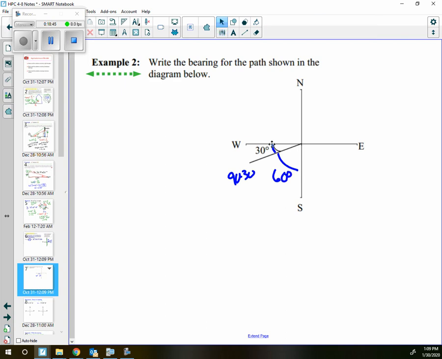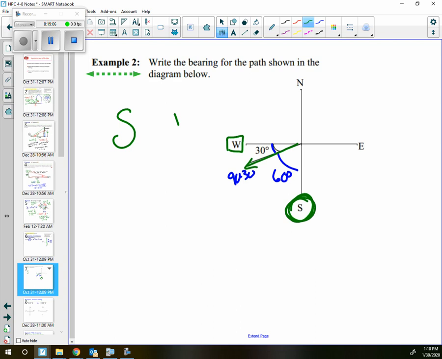Now, the direction that it's pointing is this. Most people would look at that and say, oh, it looks like we're going to the southwest. But how are we going to say that? Well, first of all, it's below the x-axis, so we're heading in the south direction. Now, which side of the y-axis are we on? Well, we're heading towards the west. And then how far? We're 60 degrees away from that north-south line.